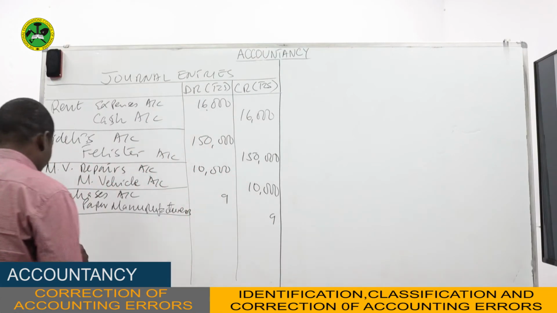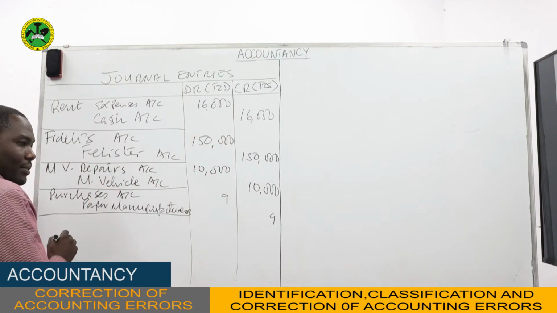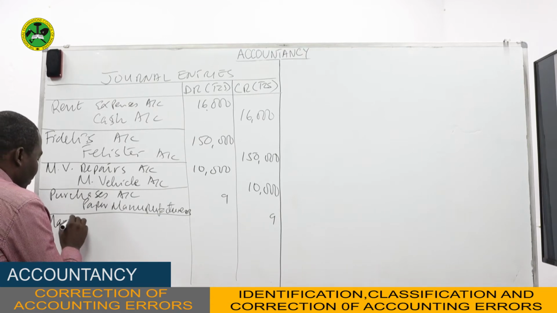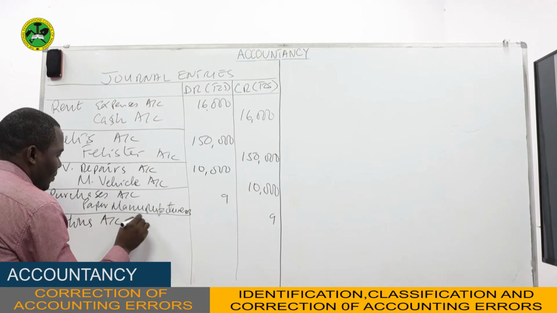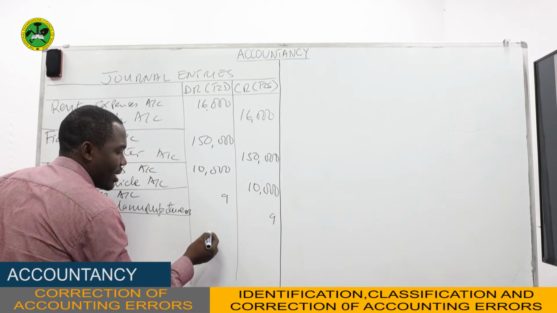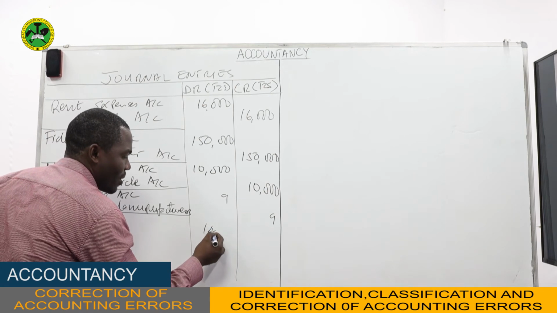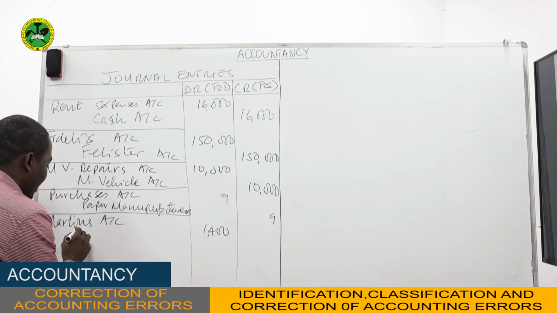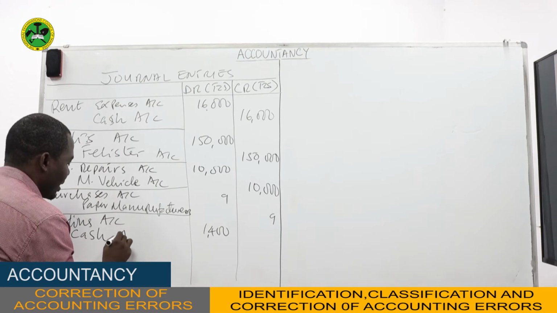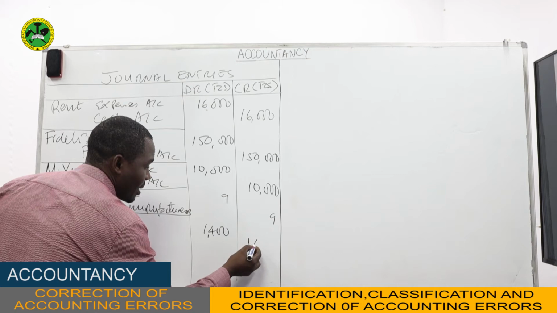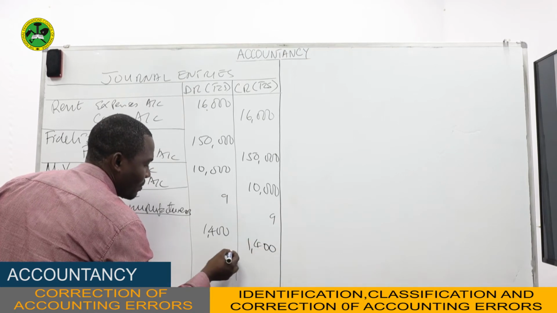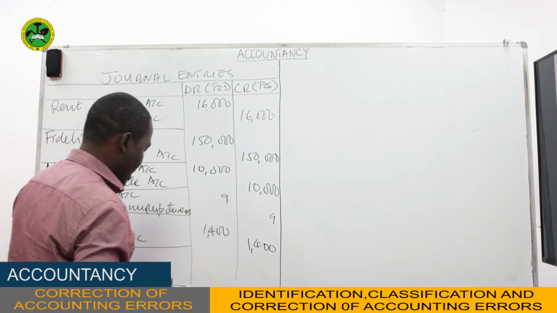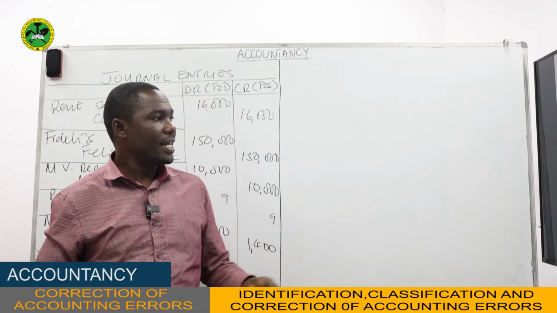So we debit Martin's account by how much? We double, of course, 4,000. We credit the cash account, it was a payment, to recognize the cash outflow, then you give a narration to your journal.